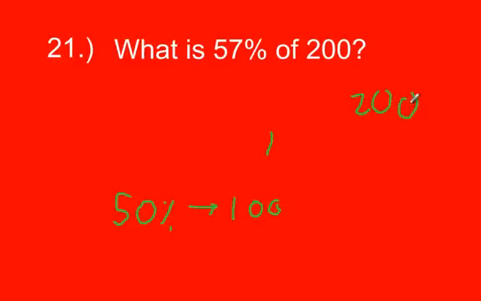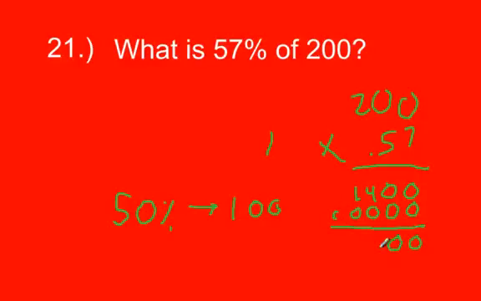200 times. What is 57% as a decimal? Just slide it over 2 spots. 0.57. 7 times 0 is 0. 7 times 0 is 0. 2 times 7 is 14. Add a 0 for placeholder. 5 times 0 is 0. 5 times 0 is 0. 2 times 5 is 10. Add them up now. 0 and 0 is 0.